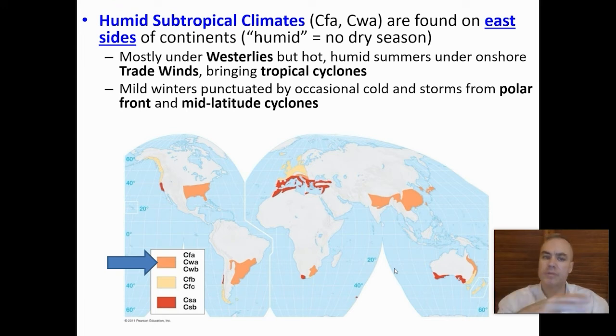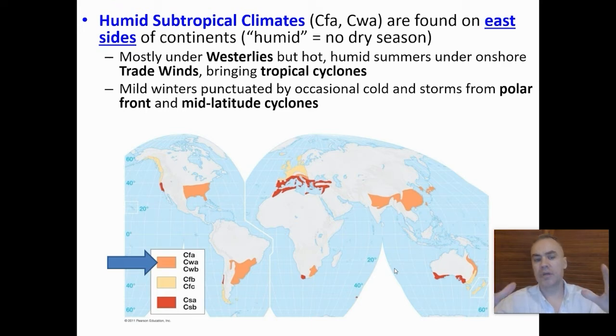Then in the winters, they're usually mild under the Westerlies, but then the polar front can migrate southward far enough where polar easterlies behind it can cover the areas in humid subtropical climates. That brings cold weather, and along the polar front brings storms like blizzards and the mid-latitude cyclones.